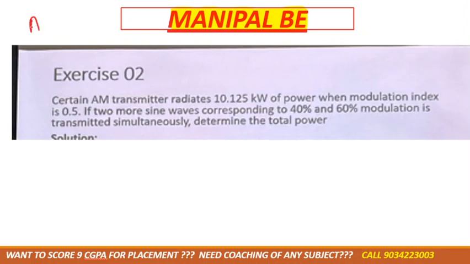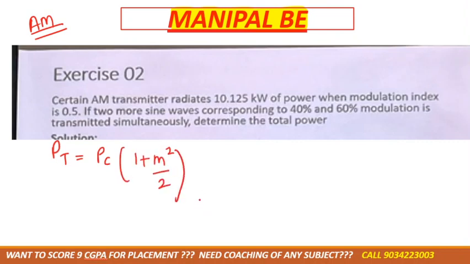See, this is a question based on the AM transmitter. We'll use two formulas. One is PT is equal to PC into 1 plus m square divided by 2, where PT is the total power, PC is the power of the carrier signal, and m stands for modulation. Next, they have given two modulations, so we need to calculate the total modulation. For that the formula is root of m1 square plus m2 square.